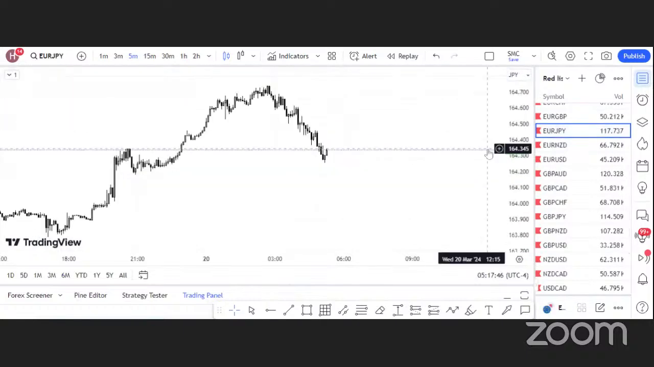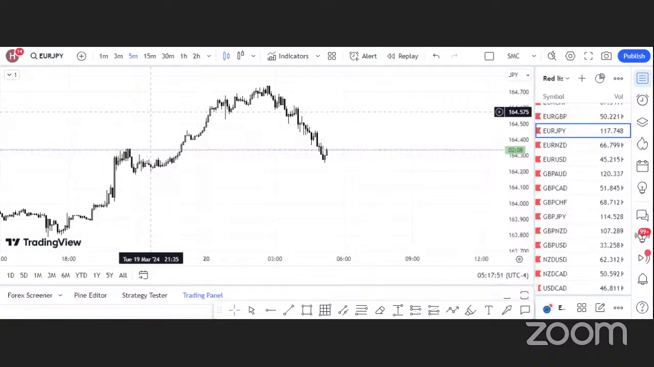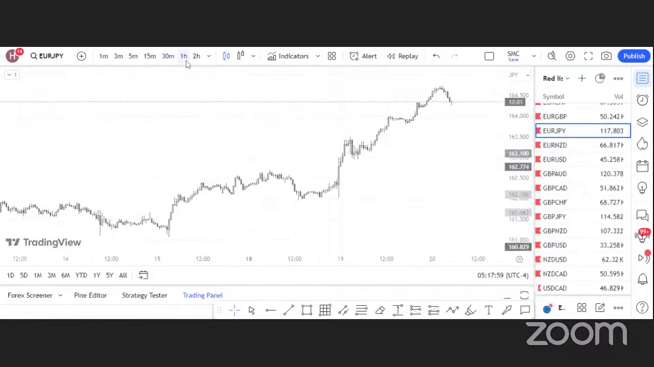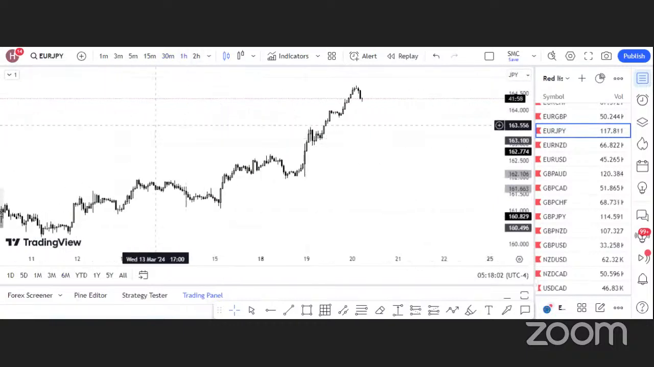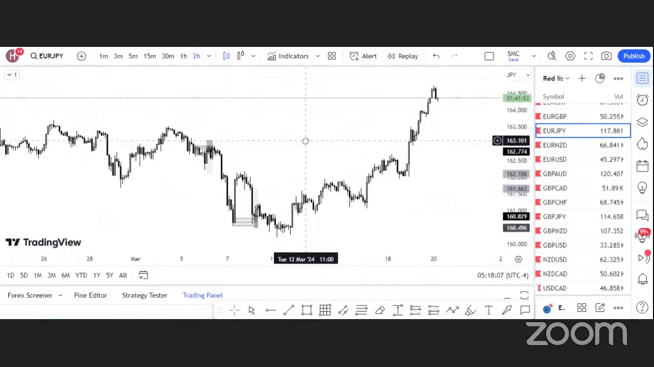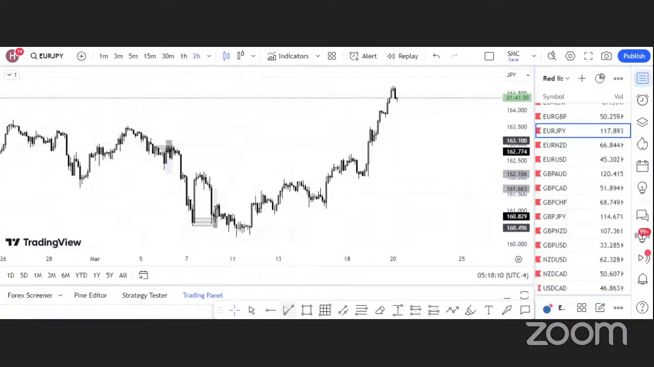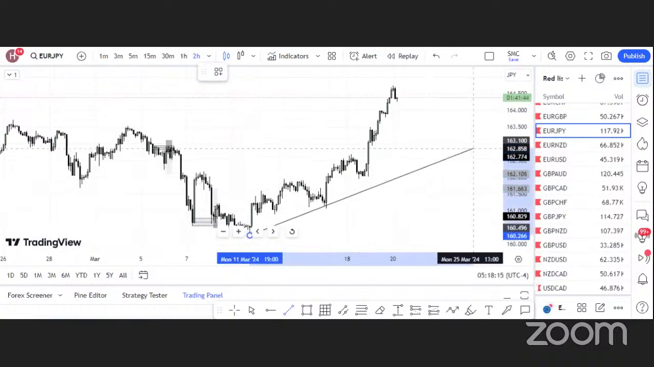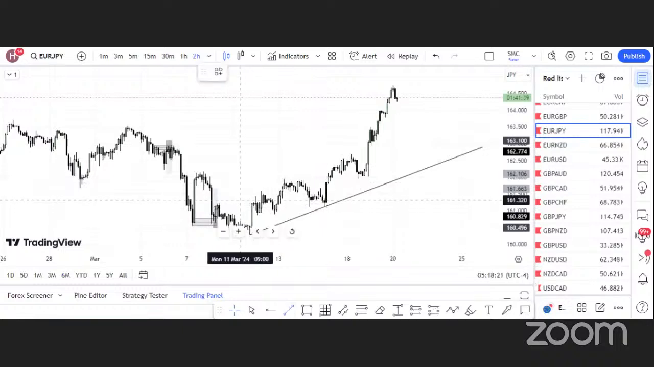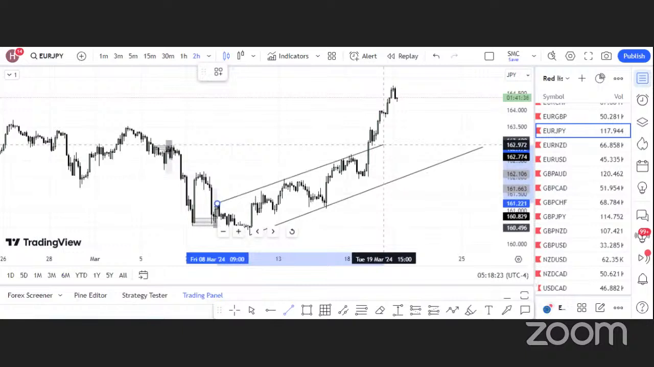Let's go to the next instrument. We are currently on Euro JPY, the Euro against the Japanese yen. Euro JPY has been moving bullish for a while now, and there hasn't been much retest from this market.